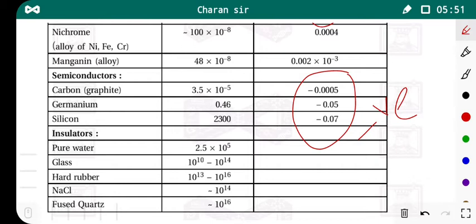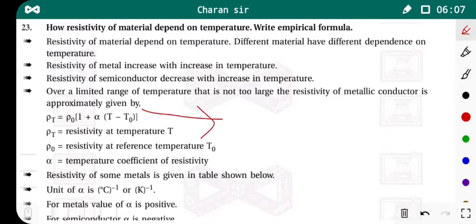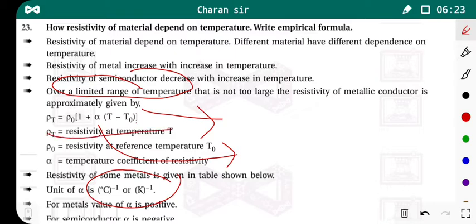So this is the discussion about the dependence of resistivity on temperature. Here we consider only metals, and the resistivity is expressed by this equation, which is valid only over a limited range of temperature. Alpha is the temperature coefficient of resistivity, and its unit is the inverse of the temperature unit, degree centigrade inverse or Kelvin inverse. Here rho T is the resistivity at temperature T, and rho 0 is the resistivity at reference temperature T0.